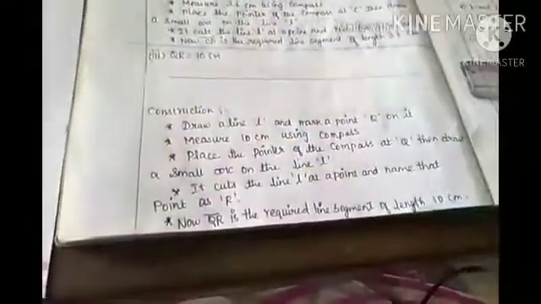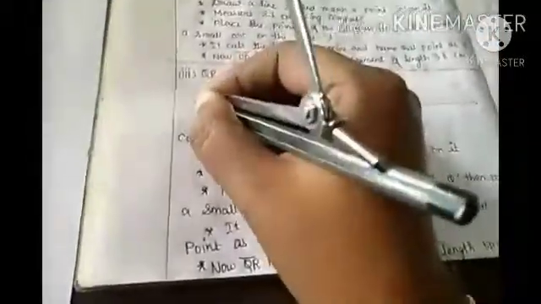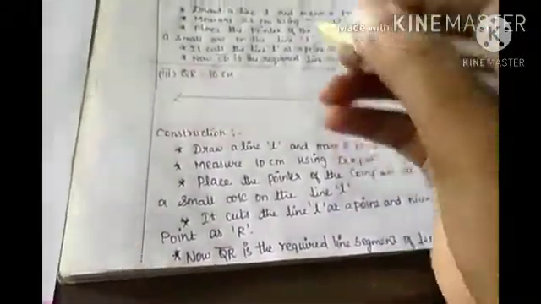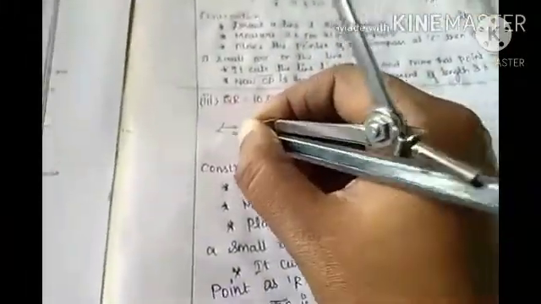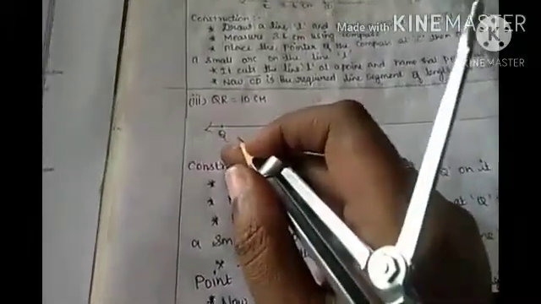Now the third question, QR equal to 10 centimeter. Same method. I draw one line, and its name is L. Now first I am going to mark a point Q. The point is Q. This is the starting point.